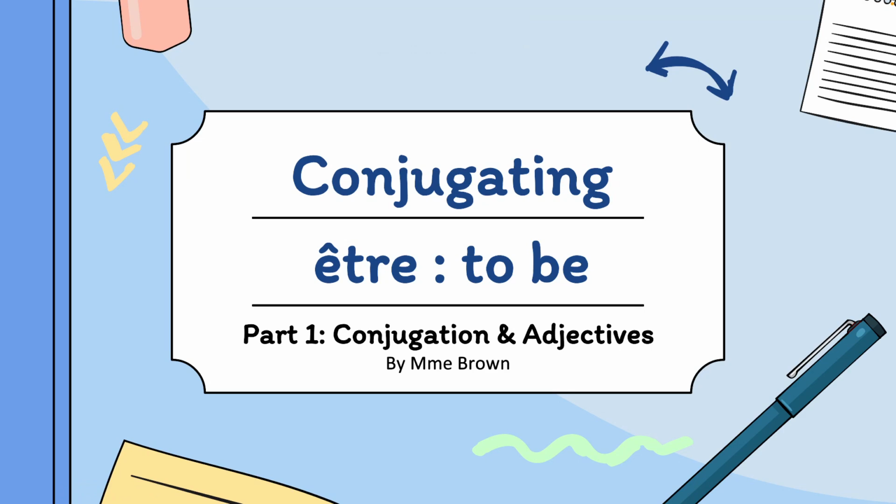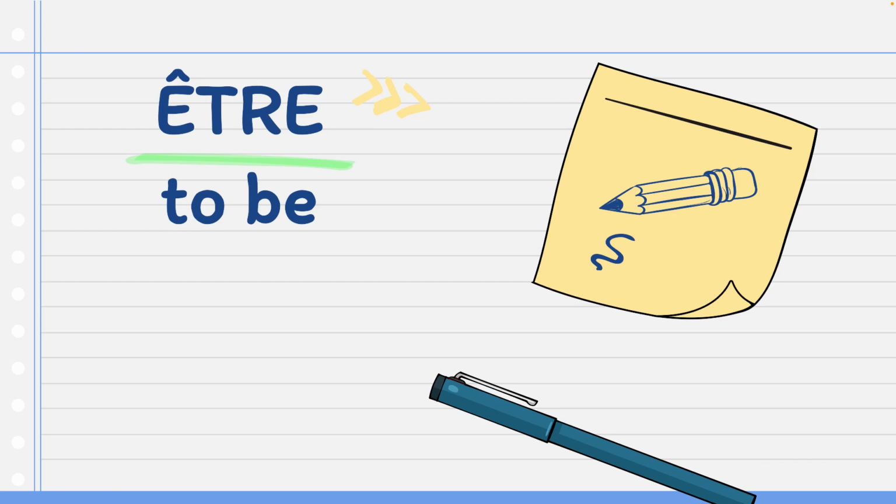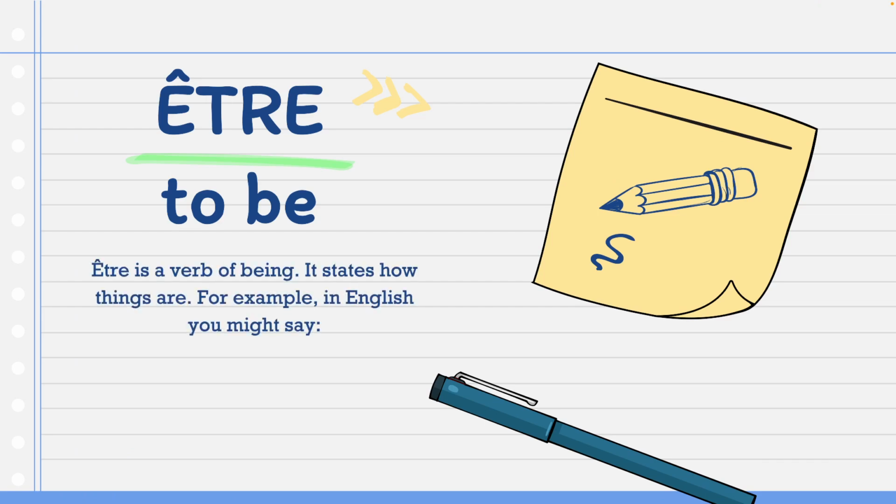This is Madame Brown and today we're going to talk about the verb être, which means to be in French. We're going to look at how to conjugate this verb and how it works with adjectives and adjective agreement. First of all, the verb être means to be. It is a verb of being. It states how things are.